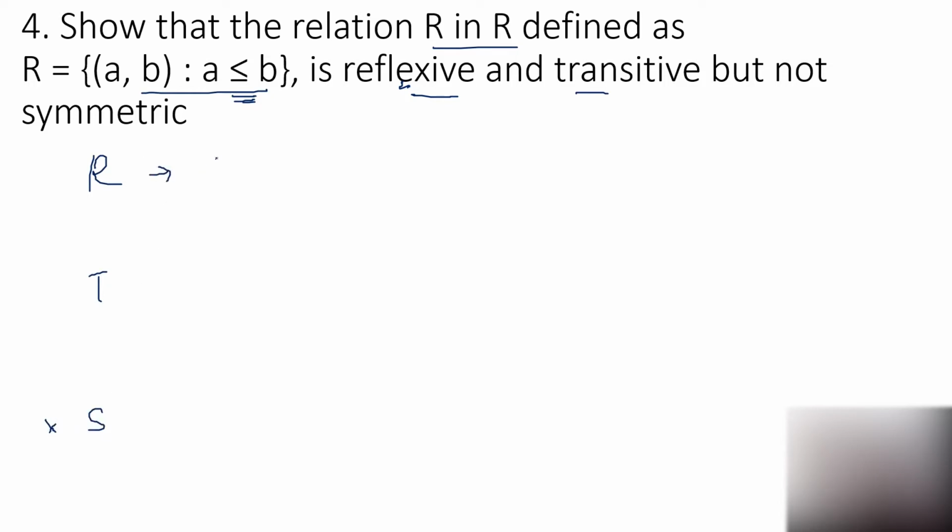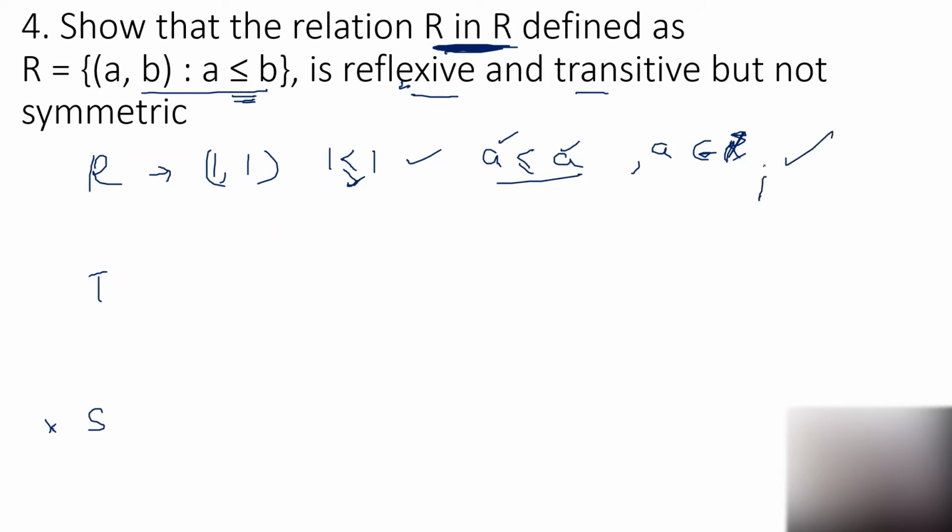Reflexive. Reflexive means let us consider any of the real numbers because it is defined on real numbers. So 1 and 1. Does this belong? Yes. 1 is less than equal to 1. Yes, it is equal to. It's defined. So no doubt, A is any number. If we consider A belongs to our set of real numbers, then it will be following this relation, A is less than equal to A. Therefore, yes, it is reflexive.